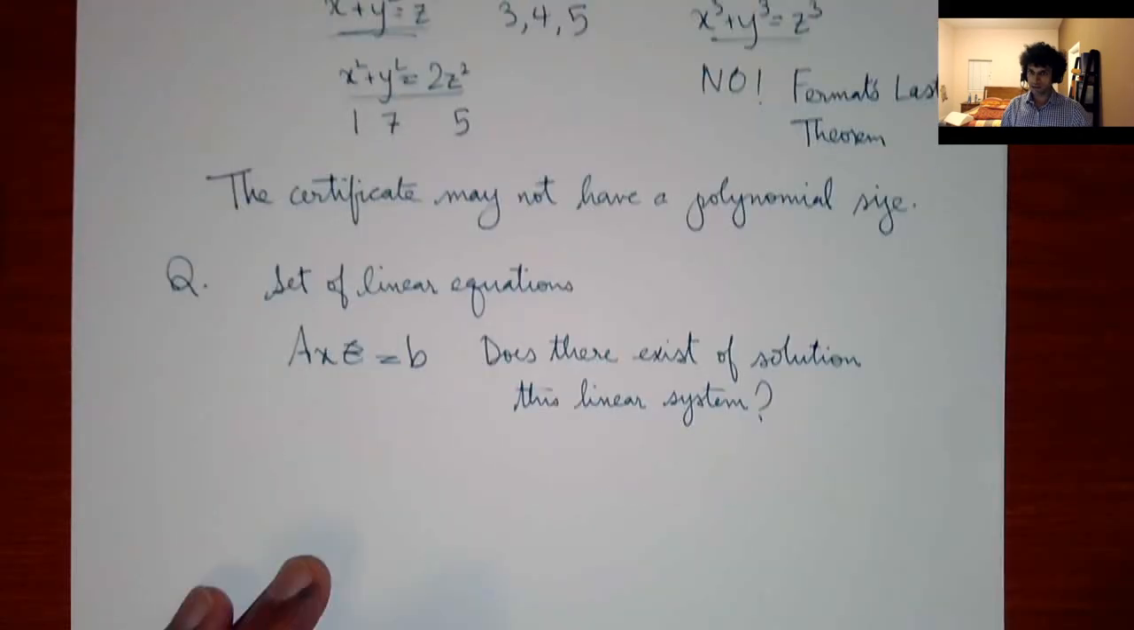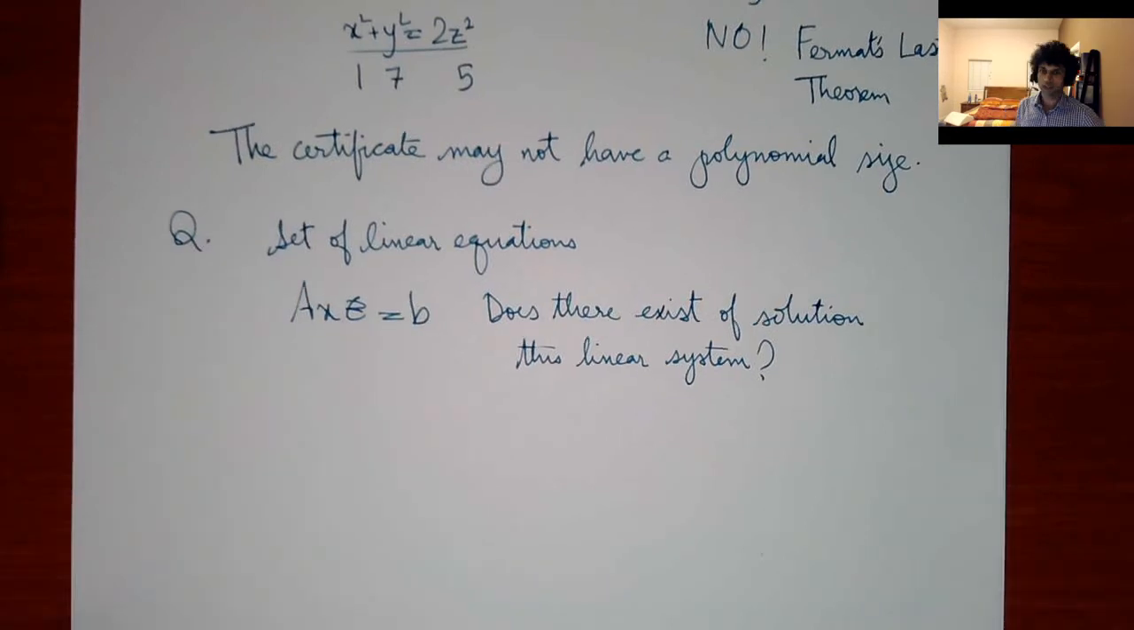Okay, so now let's look at this setting. A set of linear equations. Does there exist a solution of this linear system? Is this in NP? Good, you're thinking along the right track. It seems like there is an obvious certificate: the solution is the certificate.